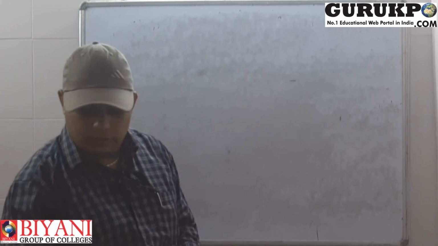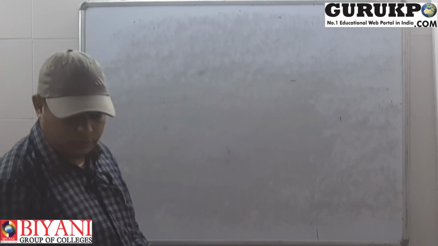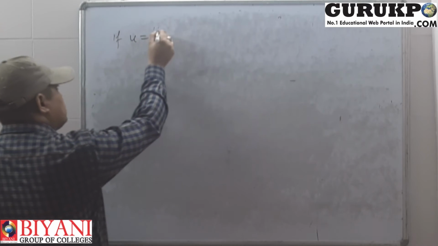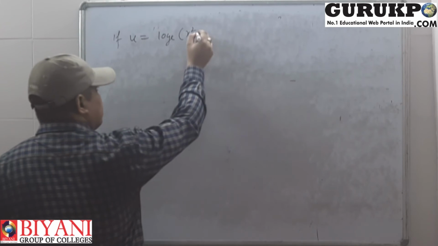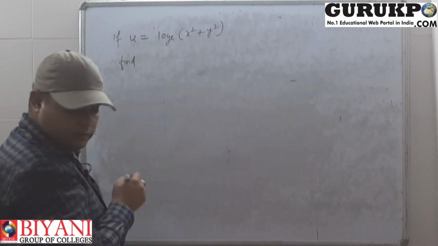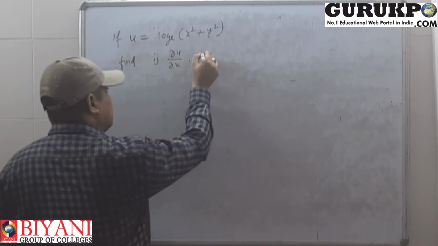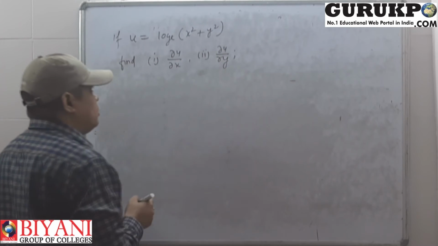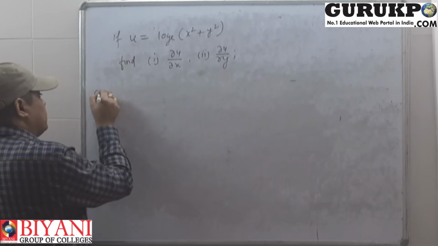For the next example, we will discuss, suppose that we are given u is equal to natural log of x square plus y square. Find number 1, del u by del x, number 2, del u by del y. So it is a very MCQ type of question. So how will we solve it? Let us see the solution.